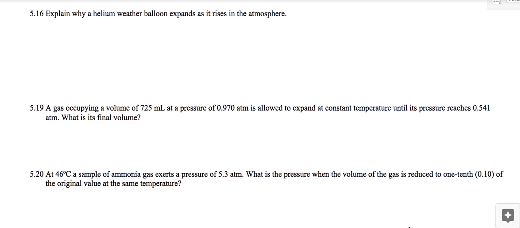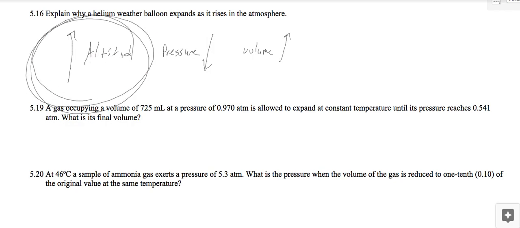Explain why a helium weather balloon expands as it rises in the atmosphere. That is because as we go up in the atmosphere, so we increase in altitude, the pressure decreases. And as pressure decreases, the volume increases. So this is some information you would need for it to be able to do that.